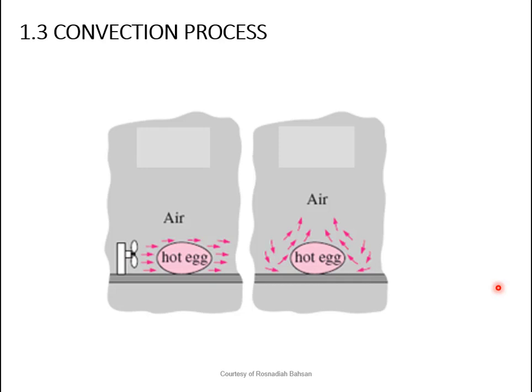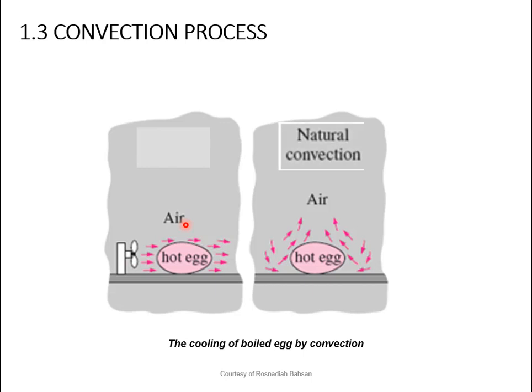For the convection process there are two types: forced convection and natural convection. If you are using any forcing medium such as a fan or compressor to cool or move the fluid, it is known as forced convection. Natural convection is based on the buoyancy effect. We just put the hot egg in the surrounding room and let the hot egg become cold. So that is natural convection.